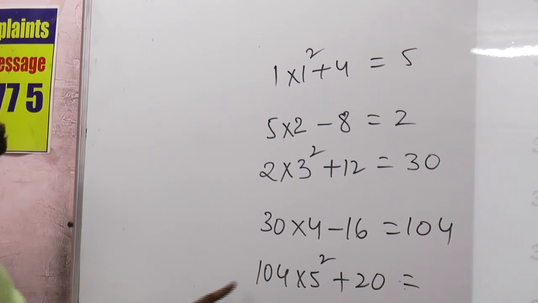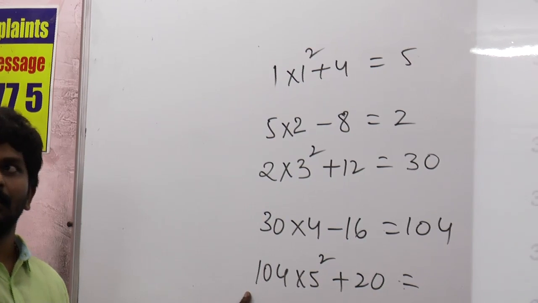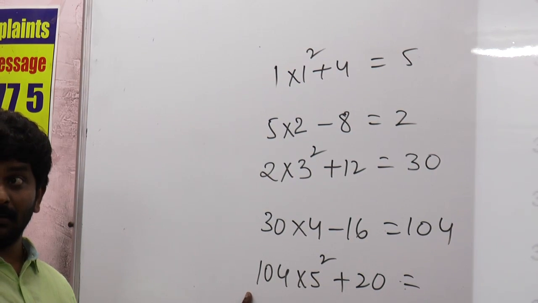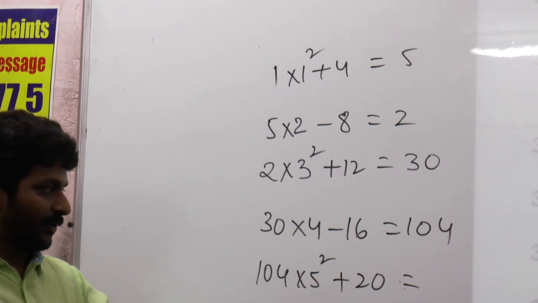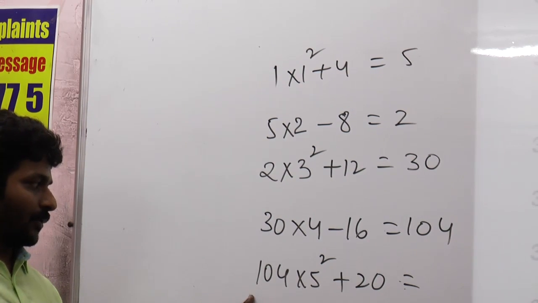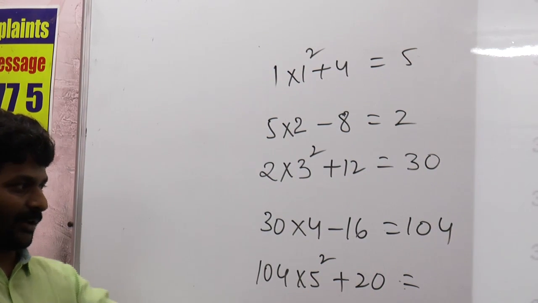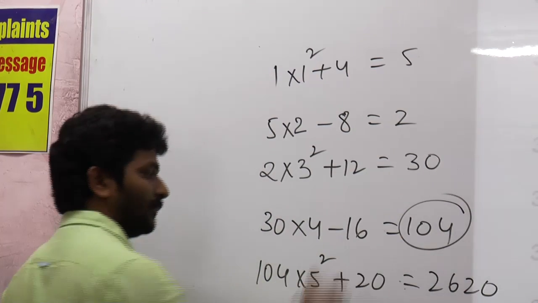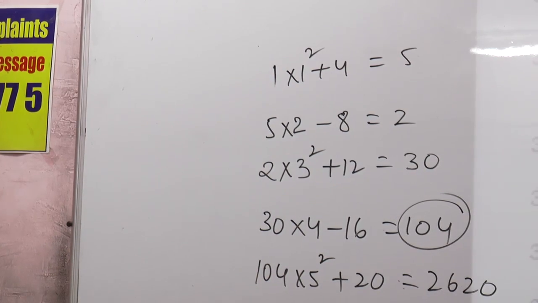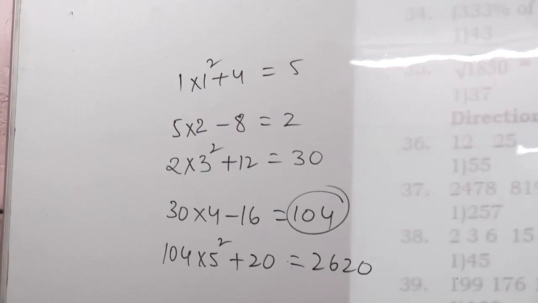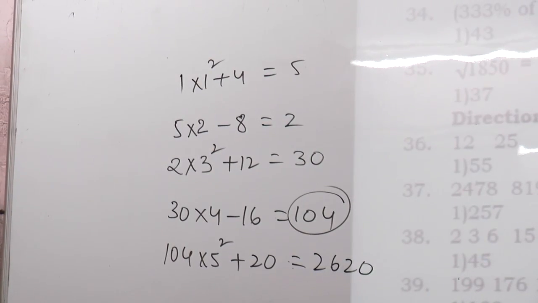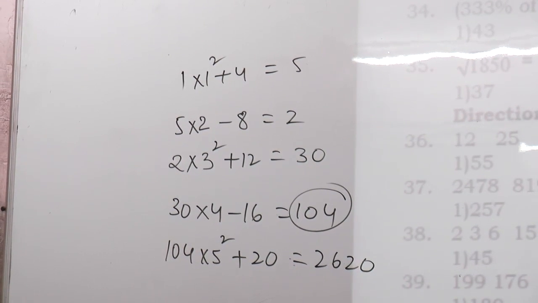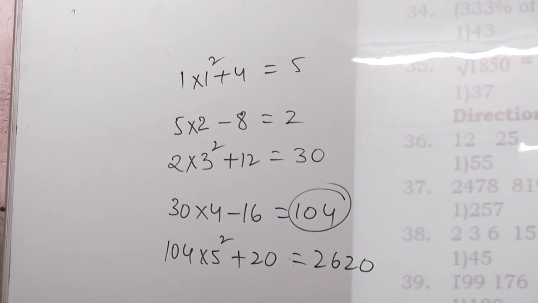2,500, 2,500, 2,100, 2,500 plus 2,620. Understand? Fine.